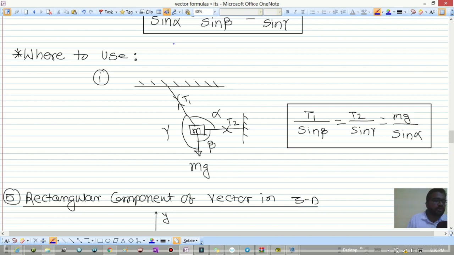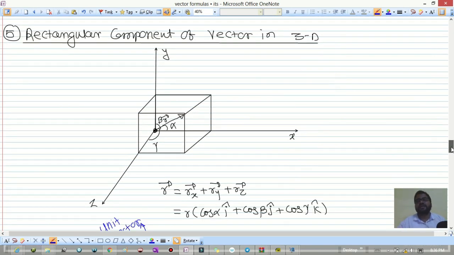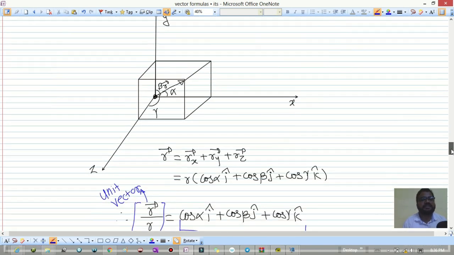Once we know all these values, you can calculate easily if any two values you know, right? So T1 divided by sine beta, T2 divided by sine gamma, mg divided by sine alpha. So likewise, you can use the Lami's theorem over here. Then we have a rectangular component of vector in 3 dimensions, right?